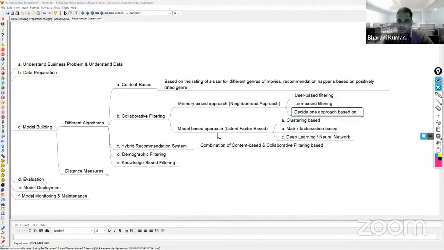When it comes to latent factor-based, you have clustering-based. You first perform clusters like k-means clustering, and for each cluster, you're going to do some recommendation. It's semi-personalized. You have matrix factorization based algorithms where to a great extent, data and privacy is safeguarded. And there are also deep learning and neural network algorithms which are being used.